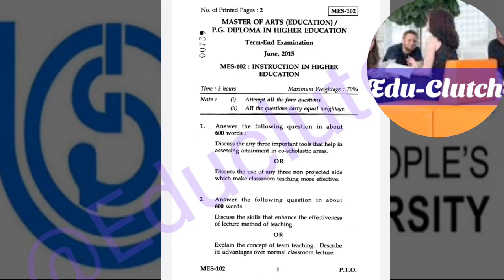Second, answer the following questions in about 600 words. Again, two choices. First, discuss the skills that enhance the effectiveness of lecture method of teaching. Or explain the concept of team teaching. Describe its advantages over normal classroom lecture.